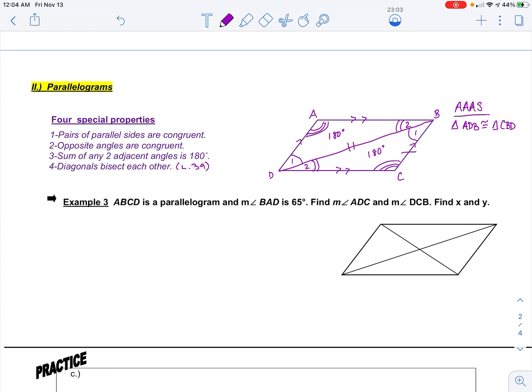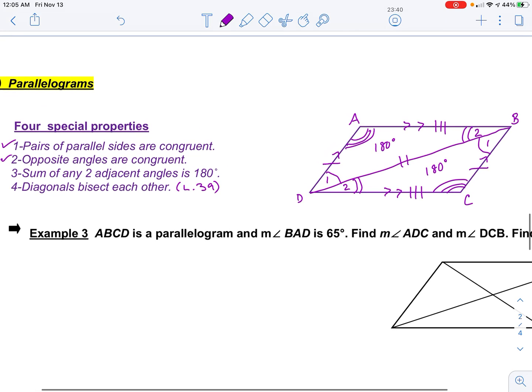So I could mark up this side. I could say BC is now congruent to AD. That's its corresponding side. And then also DC is congruent to AB. Okay, so we definitely have two congruent triangles here. And we note, just as we said in number 1, pairs of parallel sides are congruent. Opposite angles are congruent. So let's prove here that the sum of two adjacent angles is 180.